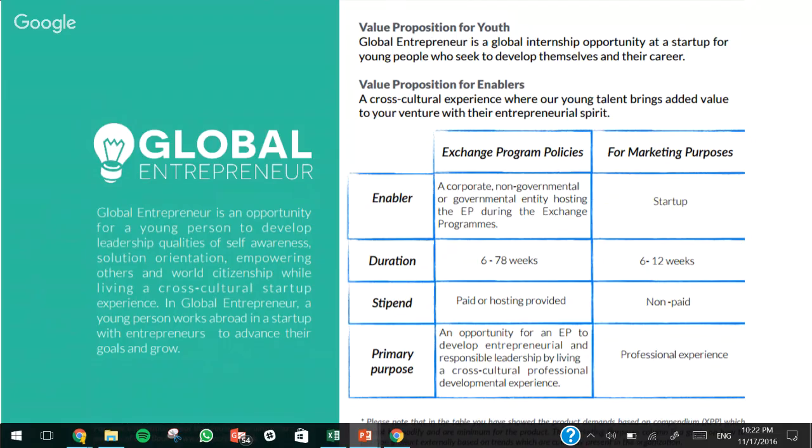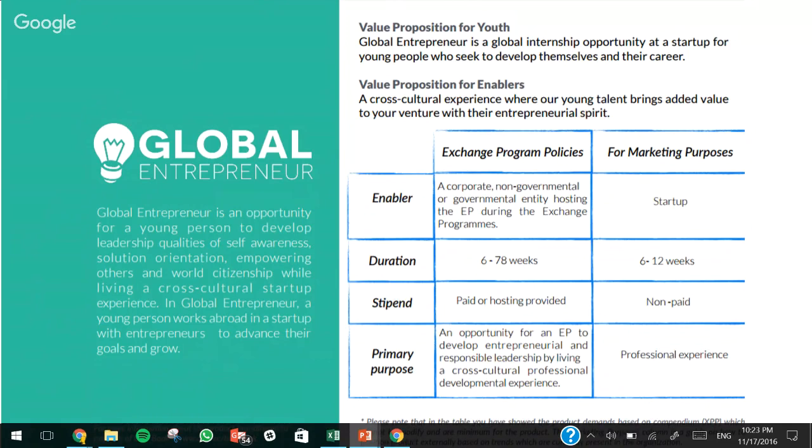You're advancing your goals and really trying to grow as much as you can and learn as much as you can as a person. Again, the only enabler you would ever work with in this program is a startup. That is it. Only working with startups, right? And it's anywhere from 6 weeks to 12 weeks, so you won't do anything longer than 3 months.